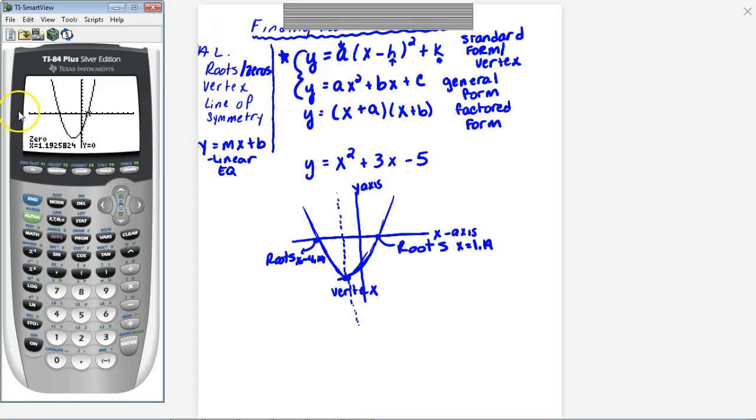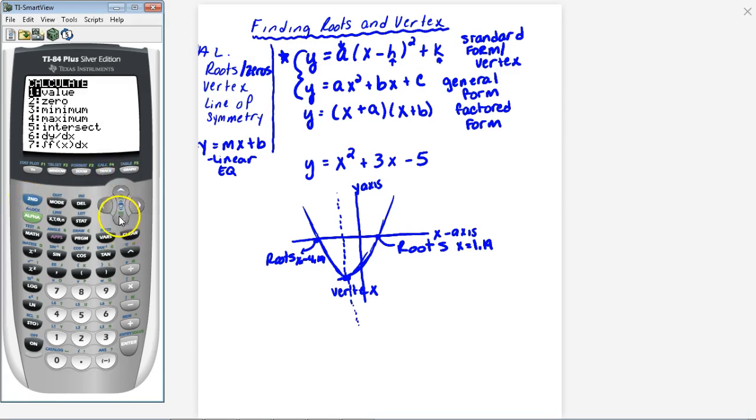I'm going to keep tracing on my calculator. Down, down, down to the very bottom here. Can I find my vertex? It looks like x is going to be close to negative 1.5. Let's see if we can. Let's practice this again. Second calc. This time I want to find the minimum value. I want to find that minimum number. It's the lowest part of the graph.